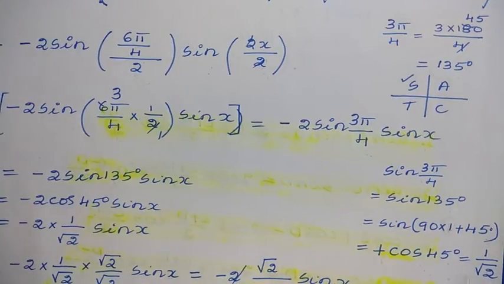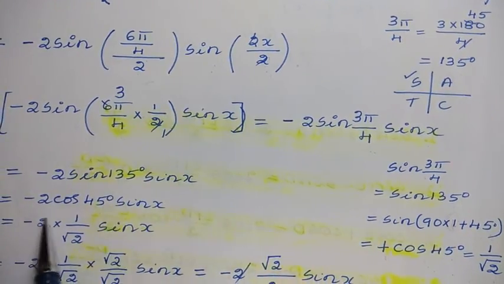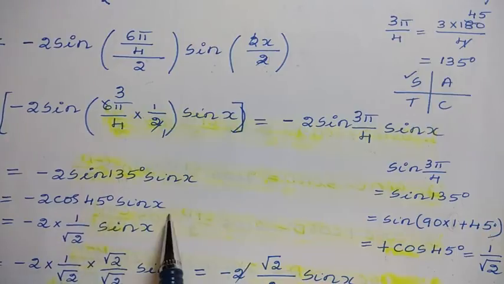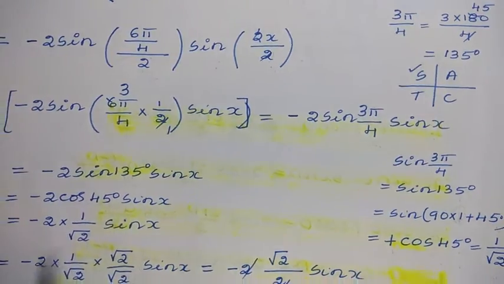So here just replace the value. This is nothing but 2 cos 45 degree sin x. Cos 45 degree is 1 by square root of 2. So 2 into 1 by square root of 2 into sin x. But we need to get the answer square root of 2 sin x.